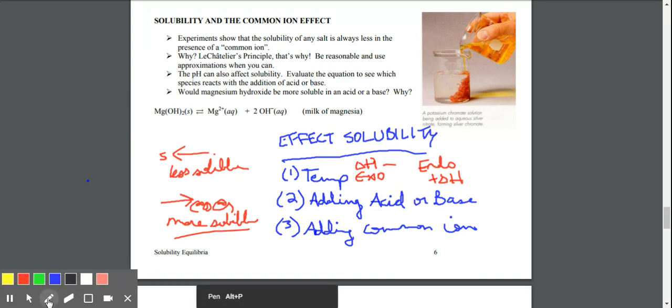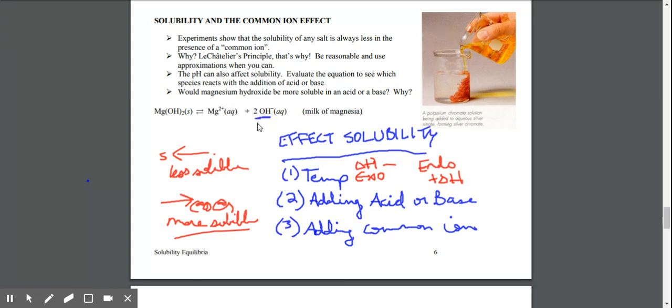When you add an acid or a base, you're going to be working with reactions that have either OH or H plus in it. So that's what we're looking for. If I add an acid, it contains an H plus. Now, I know we haven't talked about acid base yet, but this will make way more sense whenever we get to that unit. So if I add an H plus, this H plus and this OH are going to get used up to make water.